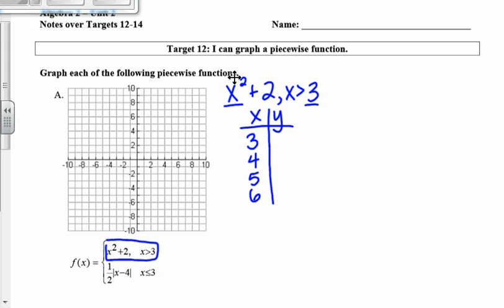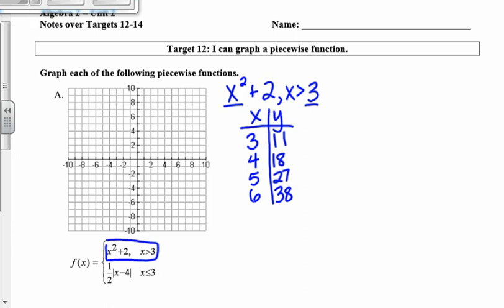If I plug in a 3, 3 squared is 9 plus 2 is 11. And then if you plug in a 4, 4 squared is 16 plus 2 is going to be 18. Notice how these numbers are going off the graph. 5 squared is 25 plus 2 is 27. We're just going to do the best we can to graph what we have. If we plug in a 6, 6 squared is 36 plus 2 is 38.